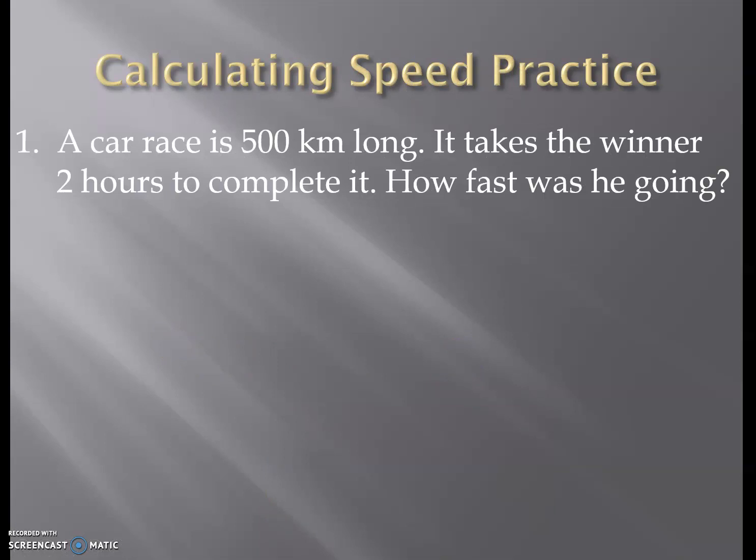So here we're going to talk about how to calculate speed. A car race is 500 kilometers long. It takes the winner 2 hours to complete it. How fast was he going? Remember, the formula is speed equals distance divided by time. 500 kilometers is my distance. 2 hours is my time. So 500 divided by 2, and my speed here would be 250 kilometers per hour. We take the units that are given to us for the distance and the time.